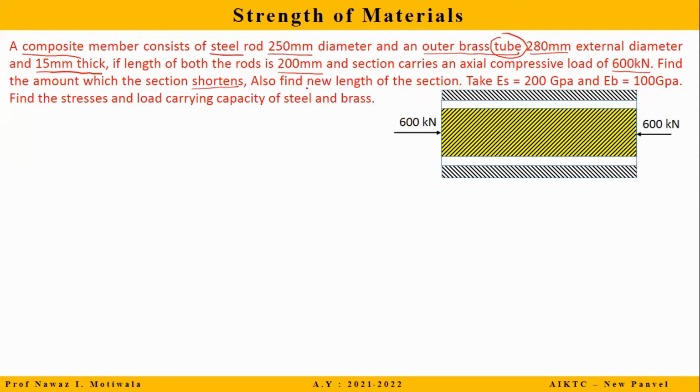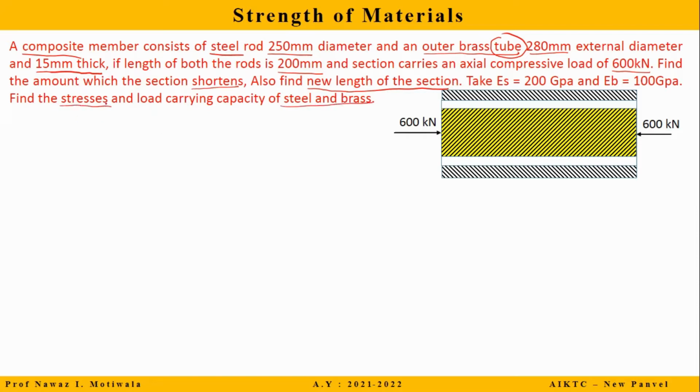Also find the new length of the section. So after it is shortened, the initial length is given to us as 200. What is the new length? That is also required to be found out. And we are given the data that take E of S is 200 GPa, E of brass is 100 GPa. Find the stresses and the load carrying capacity of steel and brass.